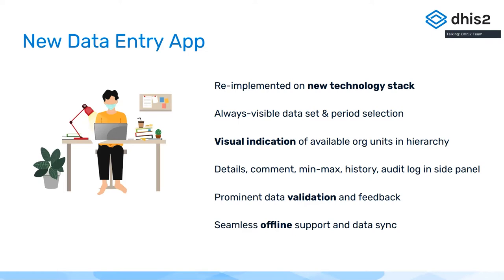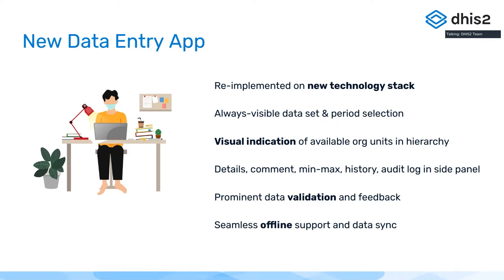So the first one would be always visible data set and period selection. We have a visual indication of available org units in the hierarchy. We have a details, comment, min, max, history, audit log panel on the side. The data validation is more prominent than before. And we also have seamless offline support and data sync. So let's dive into some of these points.